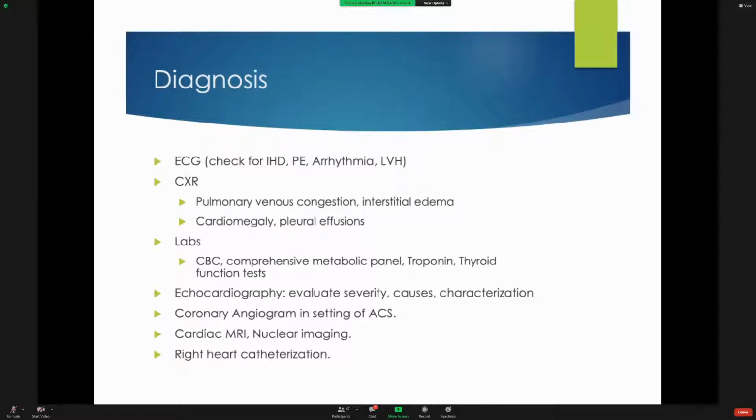In the lab, you have to order CBC, comprehensive metabolic panel, troponin, and thyroid function test, because you have to exclude or know what the cause of heart failure is. Echo evaluates the severity, cause, and characterization of heart failure, either reduced or preserved ejection fraction. In the setting of acute coronary syndrome, you might order the coronary angiogram to see if there is any blockage or any stenosis. And in some patients, you might order cardiac MRI and right heart study.